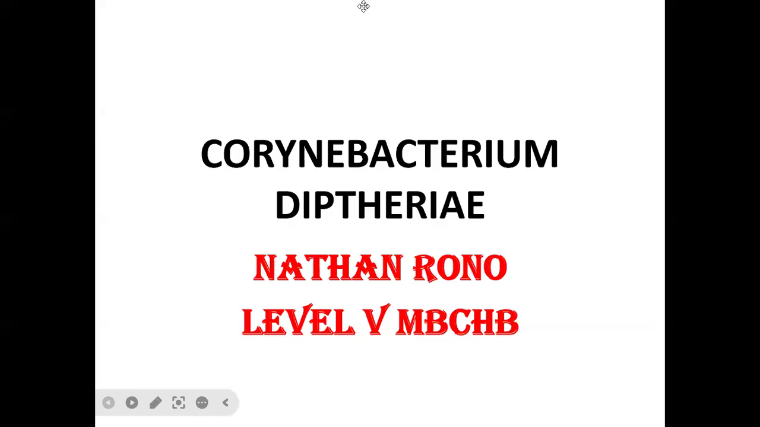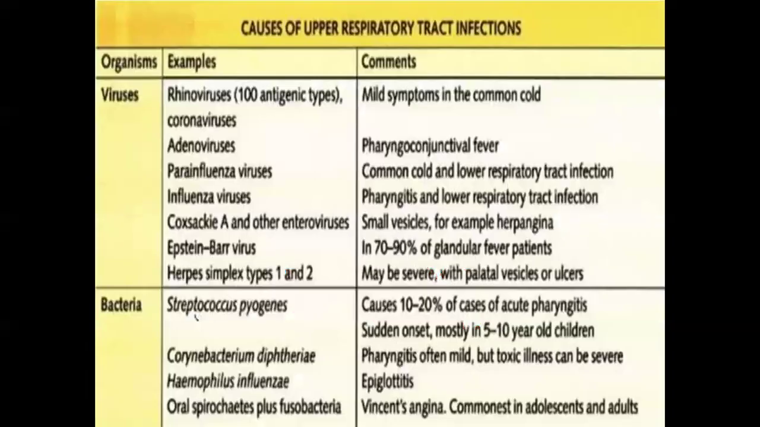So Corynebacterium diphtheriae. It's gram positive and it's an aerobe. Okay. It is one of the multiple causes of upper respiratory tract infections. And as you can see here, this is a great summary where we have the viruses that cause upper respiratory tract infections and the bacteria that cause upper respiratory tract infections. So here we are interested in Corynebacterium diphtheriae.